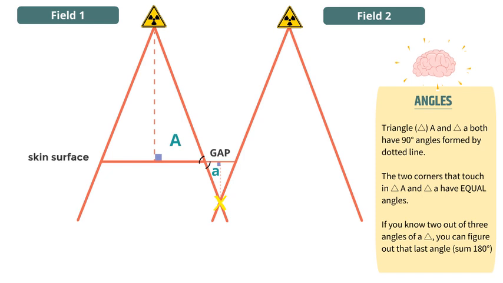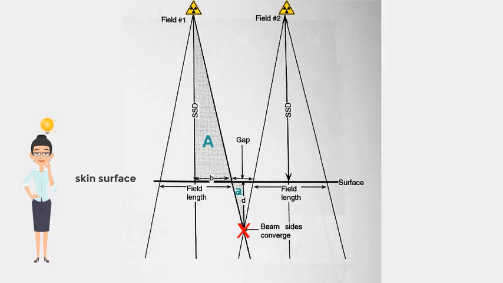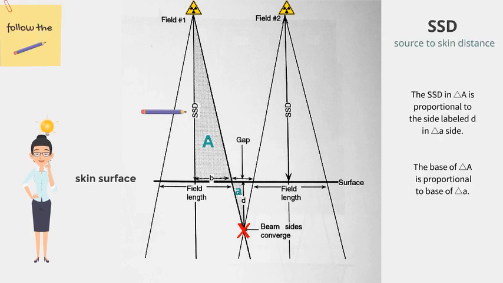Now that we understand how to get the angles, let's go into how we determine the length of the gap. Looking at this figure, you can see the sides of the two triangles labeled. The distance from the radiation source straight down to the skin surface is the SSD, the source to skin distance. The SSD in triangle A is proportional to the side labeled D in the smaller triangle. The base of the bigger triangle, labeled B, is proportional to the base of the little triangle, which is half the distance of the gap that we are calculating for.